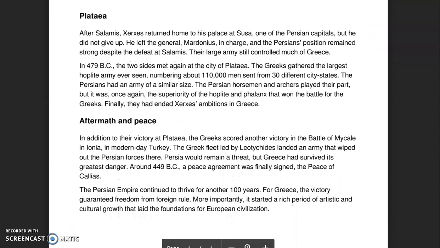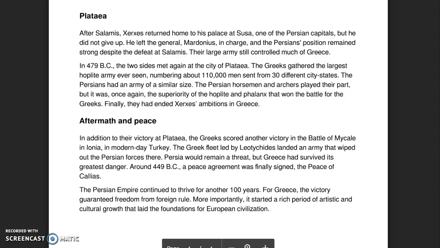Plataea. After Salamis, Xerxes returned home to his palace at Susa, one of the Persian capitals, but he did not give up. He left the general Mardonius in charge, and the Persians' position remained strong despite the defeat at Salamis. Their large army still controlled much of Greece. In 479 BC, the two sides met again at the city of Plataea.